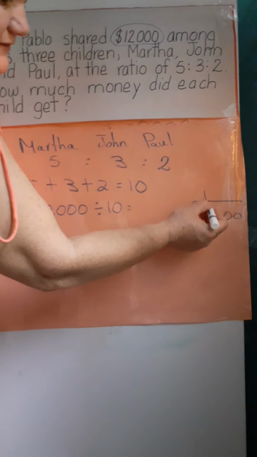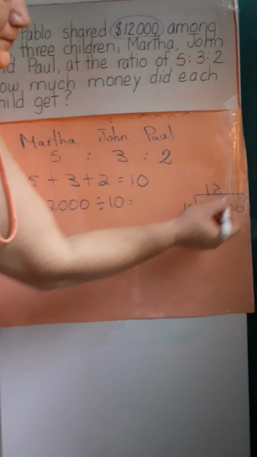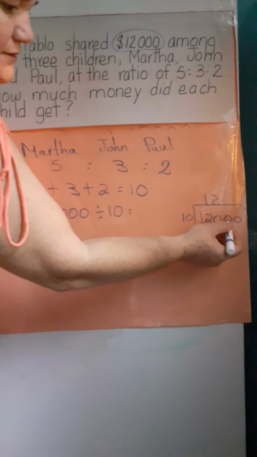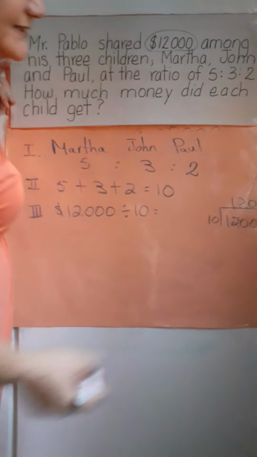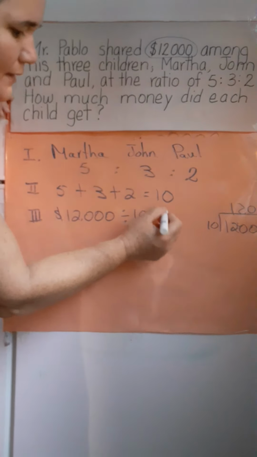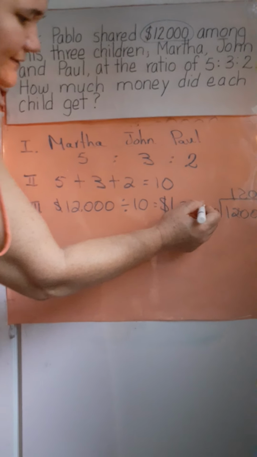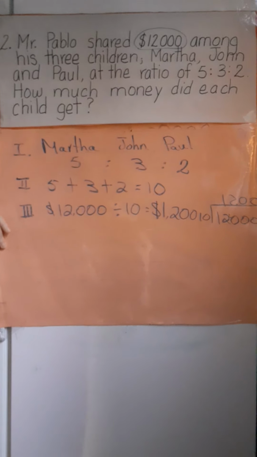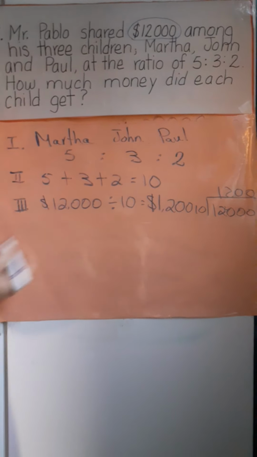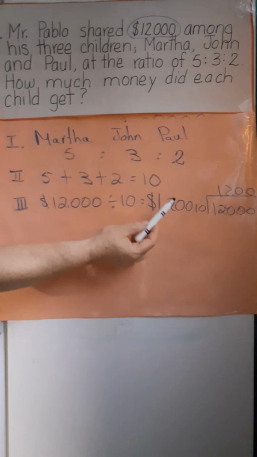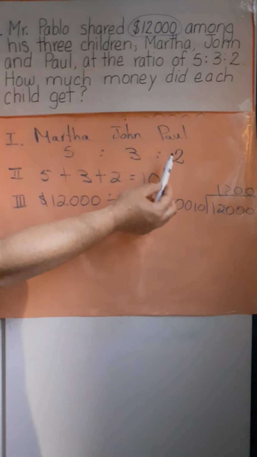10 into 12 is 1, remainder 2. 10 into 20 is 2. 10 into 0 gives us 0. And 10 into 0 gives us 0. So that is 1,200. Okay, that is our third step. We have 1,200. Now we multiply this answer by each one of the ratios.